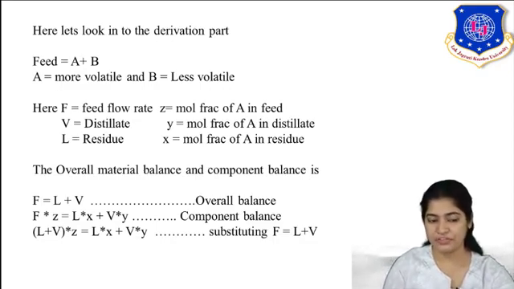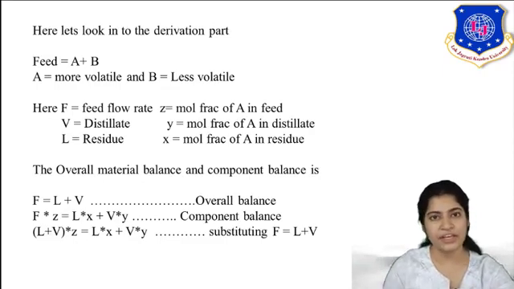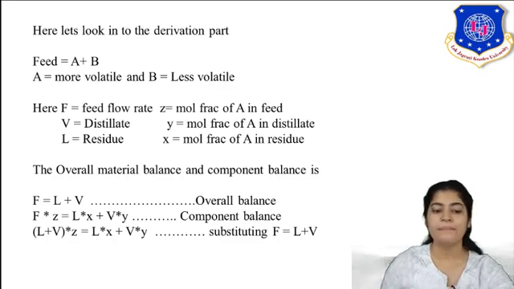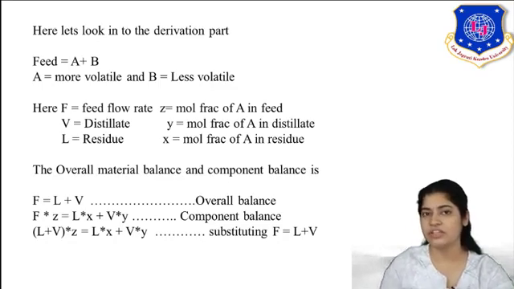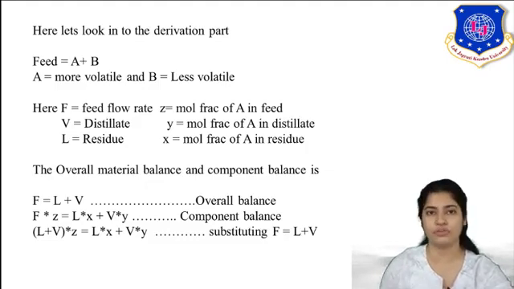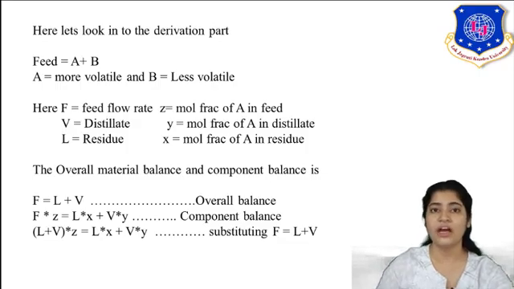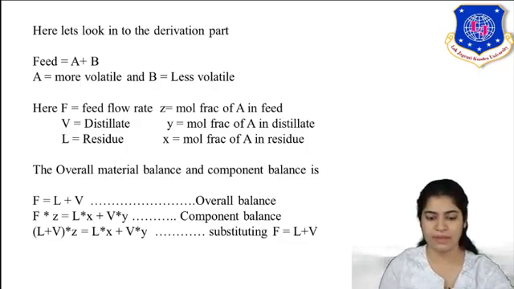Component balance: the amount of A in the feed is equal to F, that is your flow rate, into the mole fraction of A, Z. That is equal to the amount of A in the residue, whatever A you are getting, plus the amount of A in the distillate. The distillate is rich in A, so of course the amount of A would be high in the distillate. So V into Y is the amount of A you separated out from your solution, which you get in the top product. That is your component balance.